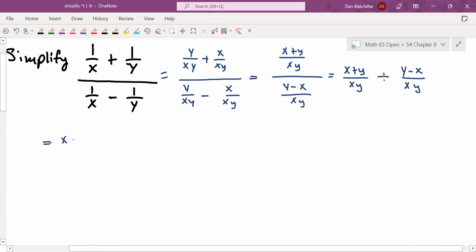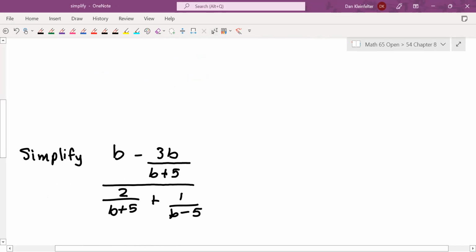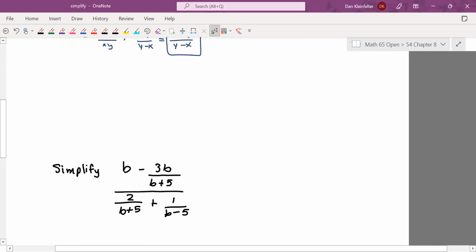Okay, so this will give us x plus y over xy times xy over y minus x. Now these common factors of xy will divide out. We'll get x plus y over y minus x. Okay, and that will do it. So we've simplified it down to the point where the numerator and denominator no longer have a fraction in them. Okay, this one looks big, but that's okay. We'll be able to do it.